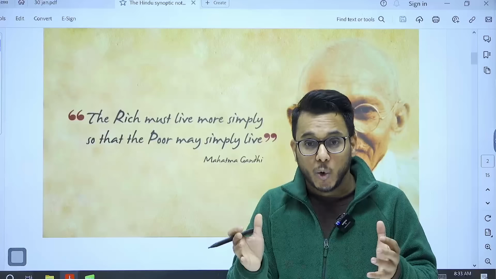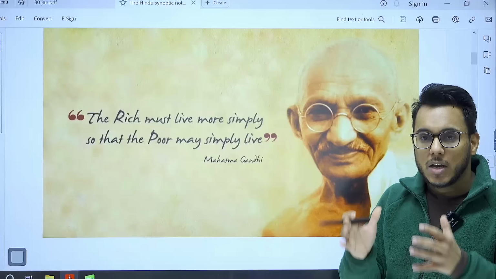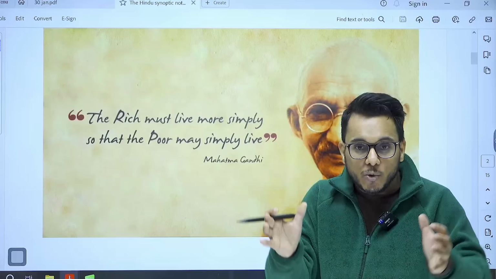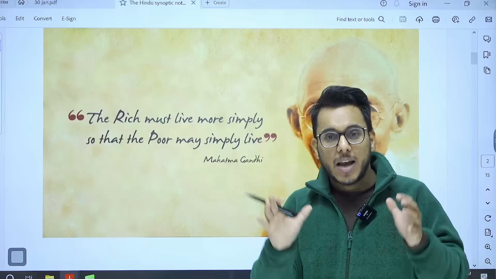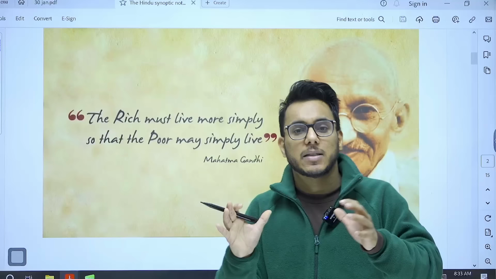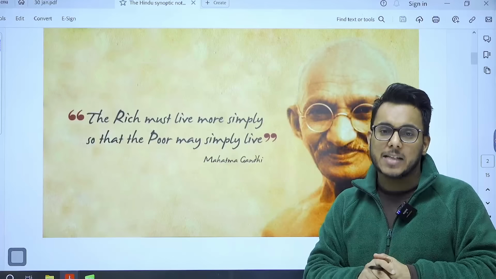Rather, rich people should maintain a simple lifestyle, and the excess wealth that they have should be used in providing basic necessities to the people. Even Gandhiji's theory of trusteeship is based on the same belief, that people having wealth should not behave like the owners of the wealth, rather they should behave as the trustees of the wealth. So you can use this idea in the essay paper as well as in GS paper number 4, ethics.